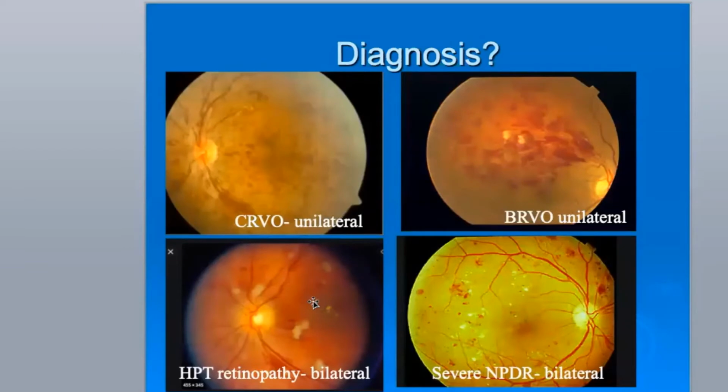Now let's look at the differences. Again, this is the RVO, commonly unilateral. BRVO, branch retinal vein occlusion, commonly unilateral as well, and sectoral. Hypertensive retinopathy, you can see it's in all quadrants, and it has to be bilateral most of the time. And then your severe NPDR is also bilateral. In severe NPDR, you see a lot of these blood hemorrhages.